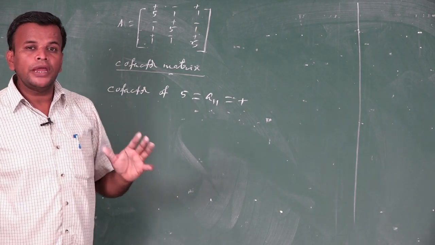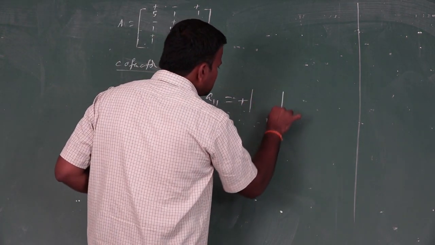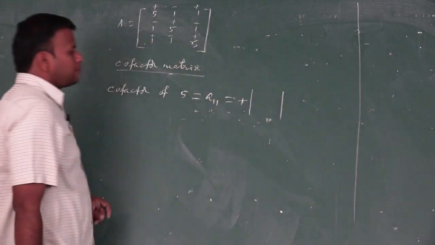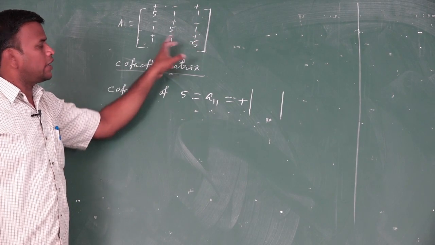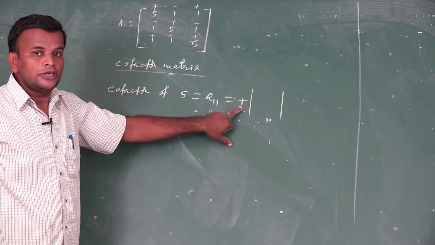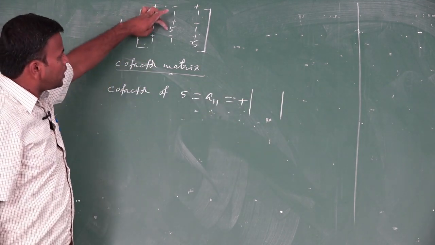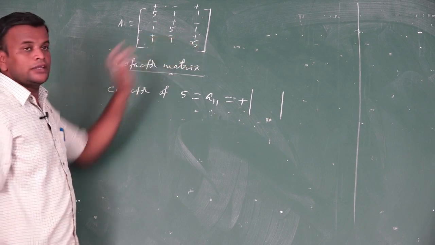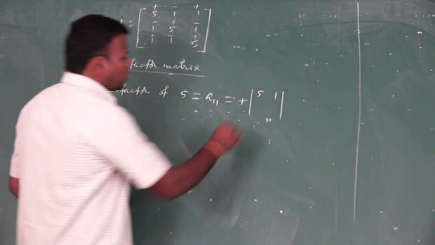We write the remaining values with their determinant symbol. First row and first column is over. We write the remaining values. The sign is only for use outside of the determinant. Okay, don't include it in this determinant. What are the remaining elements? 5, 1, 1, 5.